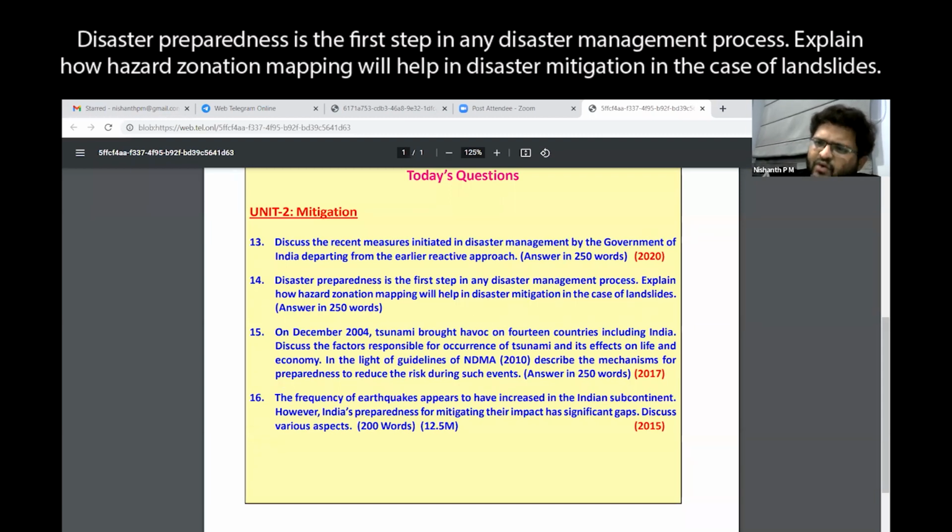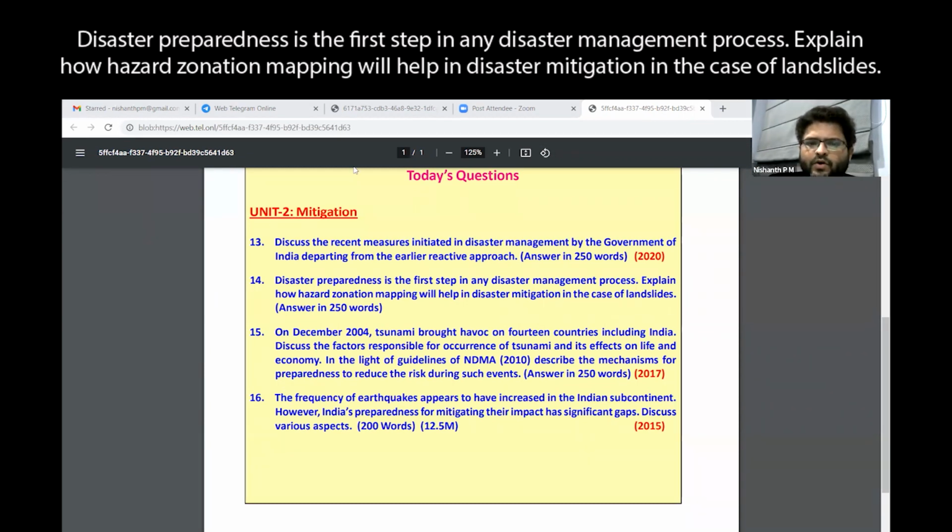So, a very similar question we have done. We have done a very similar question with regard to the zonation mapping of earthquakes. Same pattern, same template, and same style you should write for landslides. Just try it for 2 minutes.